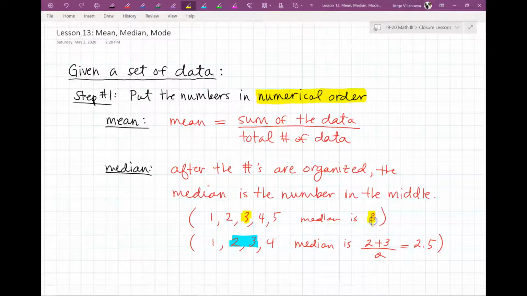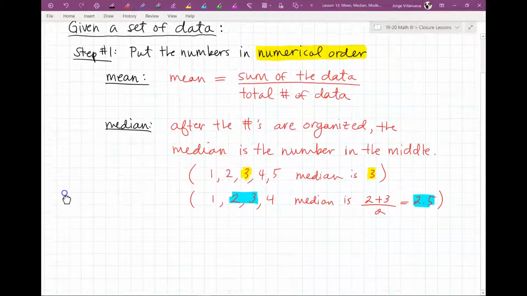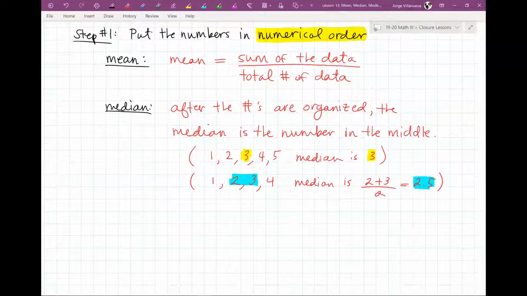So you got to take the average of the two numbers closest to the middle. And I know we've done this before, so hopefully this doesn't sound like brand new information. I'm hoping you guys are seeing this and you're like, oh my gosh, that's easy. But you know, we just have to go over it just in case somebody wasn't paying attention the first time. So mean, median, the mode.